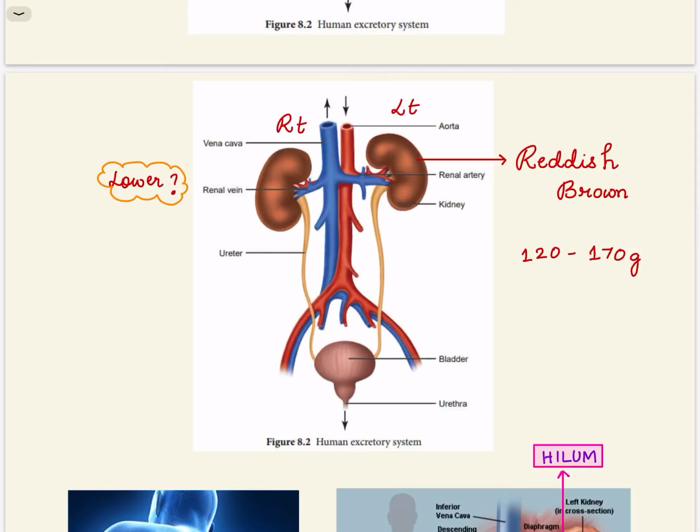So before that, why is the right kidney lower than the left one? It is because the liver, which is present on the right side, slightly pushes down the right kidney. That's why it is lower than the left one.